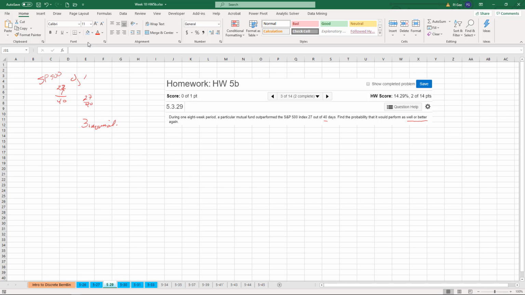So it's going to be one of these left-handed things. The same idea here, whereas if we did the entire binomial table, we'd say, what if it never broke it, all the way down to if every day it broke the S&P 500.